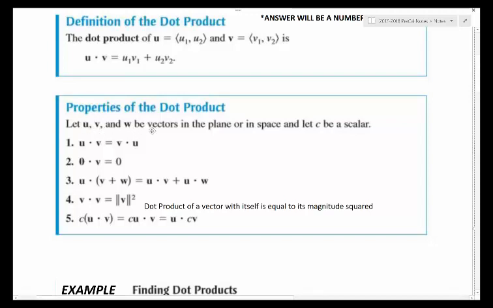Given u, v, and w being vectors in the plane, and c being a scalar, then the dot product of u with v is the same as v with u. The dot product of 0 with v is simply 0. And the dot product of u with the sum of vectors v and w would be the dot product of u with v plus the dot product of u with w. Number 4 is a special one. It's the dot product of a vector with itself. It equals the magnitude of the vector squared.